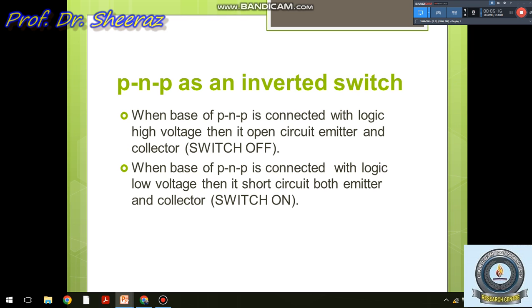When the PNP is acting as an inverted switch, when the base of PNP is connected with logic high voltage, then it is acting as an open circuit for emitter and collector, and it is acting as off switch. Now as we have seen in the previous slide, the same we have discussed for NPN. Now we are discussing it for PNP, and it is totally reverse of the working of NPN. So when the base of the PNP is connected with logic low voltage, then it is short circuited for both the emitter and collector and the transistor is working as an on switch.